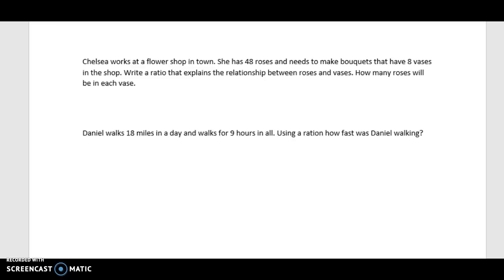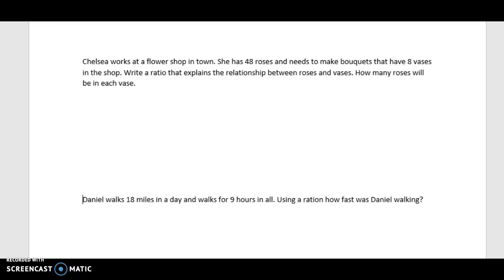to figure it out. So Chelsea works at a flower shop in town. She has 48 roses and needs to make bouquets that have 8 vases in the shop. Write a ratio that explains the relationship between roses and vases. How many roses will be in each vase?